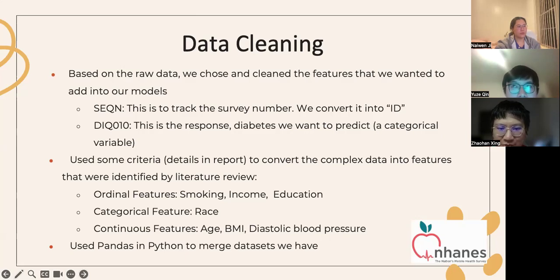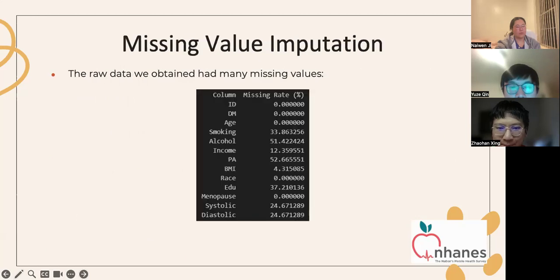After that, we will use some criteria, which we will discuss in detail in our report, to convert the complex data into the features that were identified by some of the literature review. Like we will have some ordinal features like smoking, income, or education, and we will have some categorical features and continuous features as well. After that, we will use pandas in Python to merge everything into the dataset that will be used in our final model fitting part.